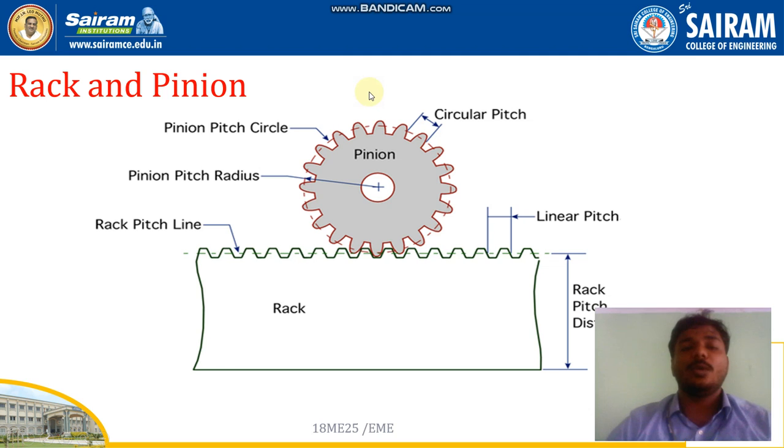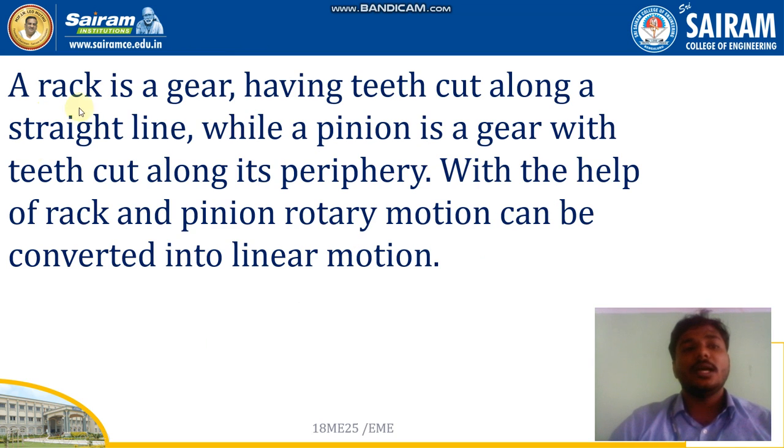The major advantage of using a rack and pinion is that it can convert rotary motion to linear motion. So where we need to transmit motion or power from one form to another, we can mainly use the rack and pinion, whether it is from rotary to linear motion. As I told you, a rack is a gear having teeth cut along a straight line, while the pinion is a gear with teeth cut along its periphery, that is, along its conical surface. With the help of the rack and pinion, rotary motion can be converted to linear motion.